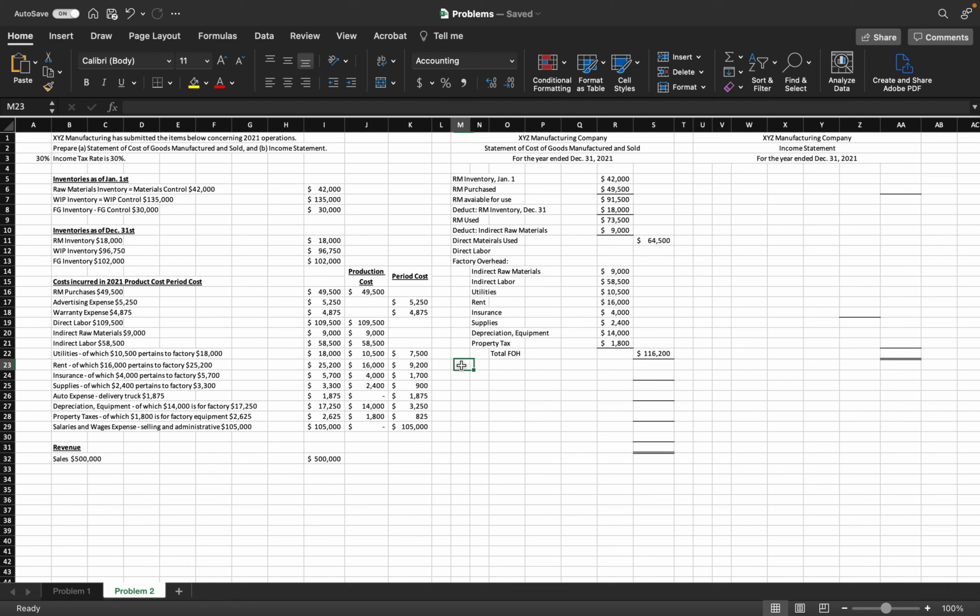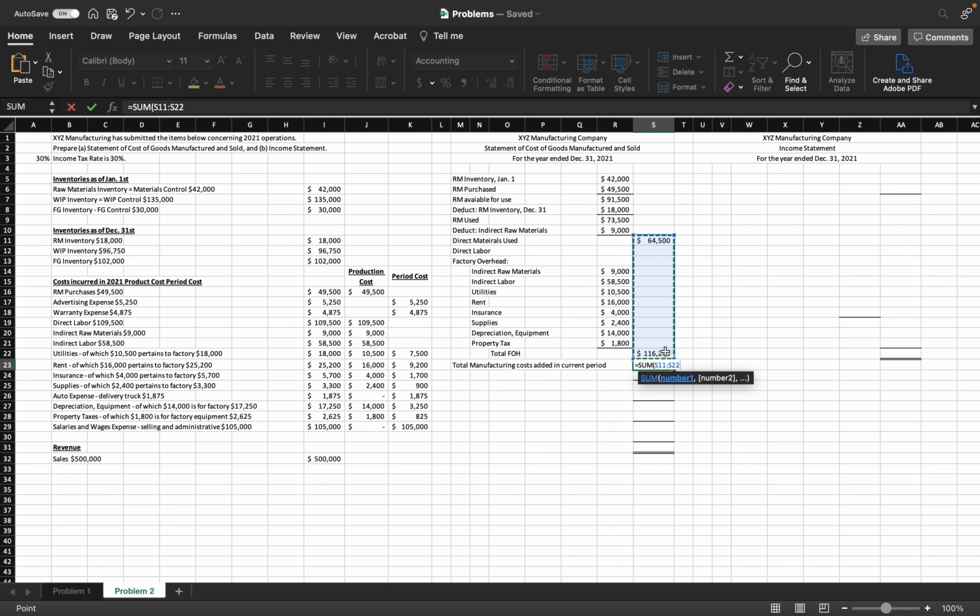Now, we know that this tells the total manufacturing cost added in the current period. It's just going to be the sum of these. And I just realized I forgot to include the direct labor up here. So add the direct labor.